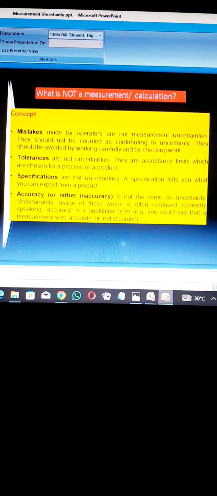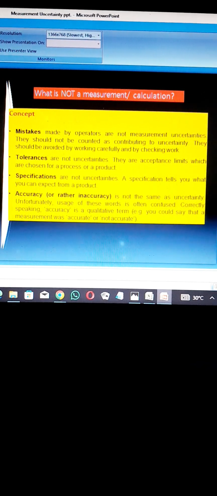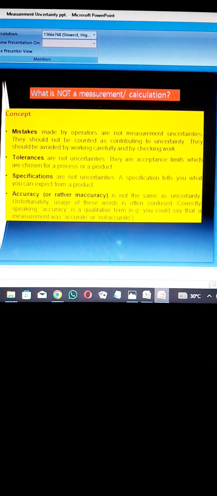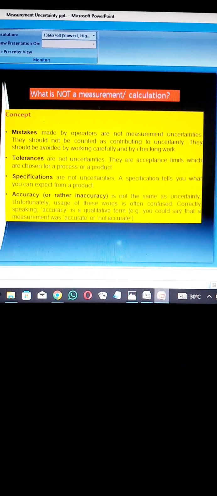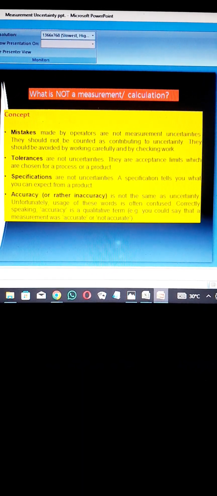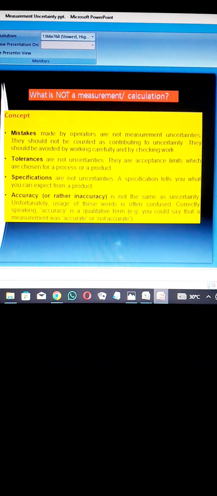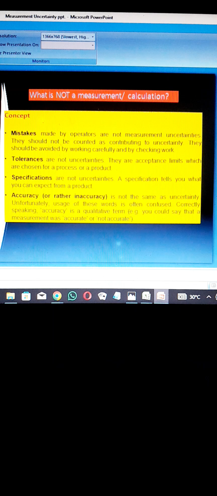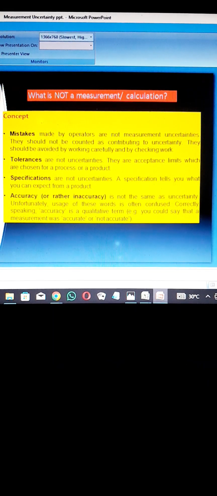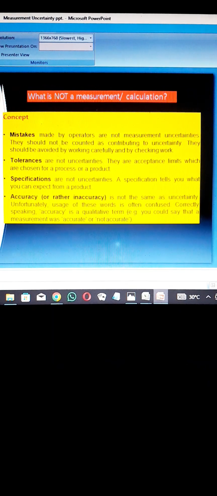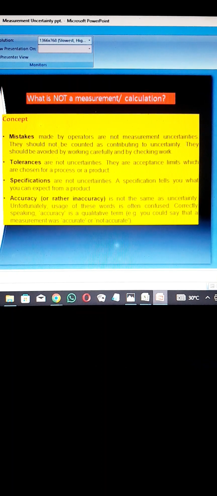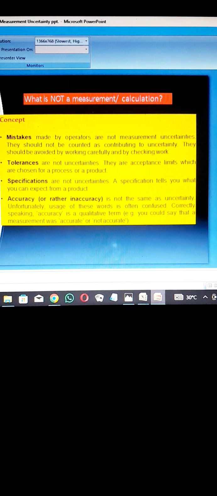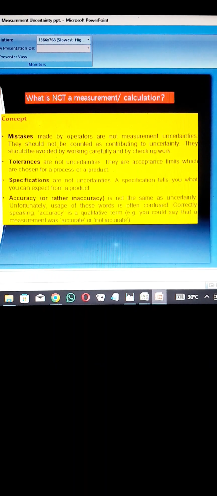Then, what should be measured and calculated and what should not be? The mistakes made by the operators are not measurement of uncertainty, and they should not be counted as contributing to uncertainty. They should be avoided by working carefully in a laboratory. Tolerances are also not uncertainty. They are acceptance limits which are chosen for a process or a product. Specifications are also not uncertainty. A specification tells you what you can expect from a product.